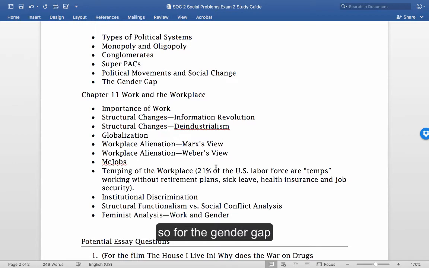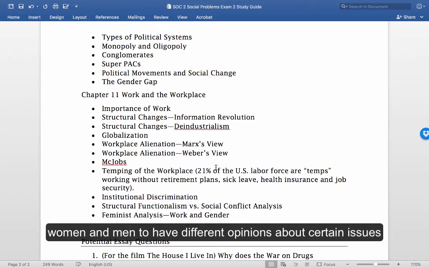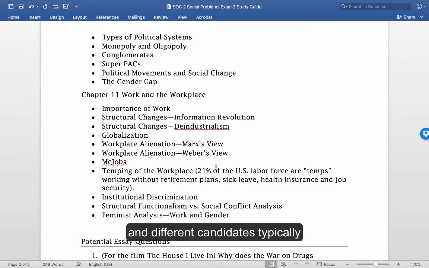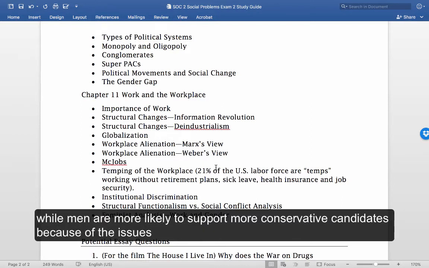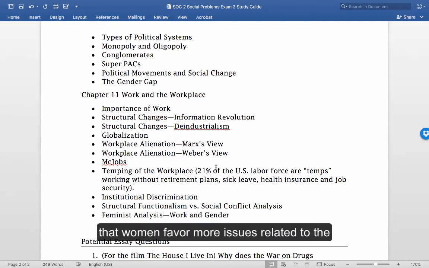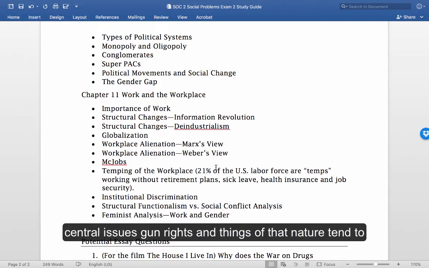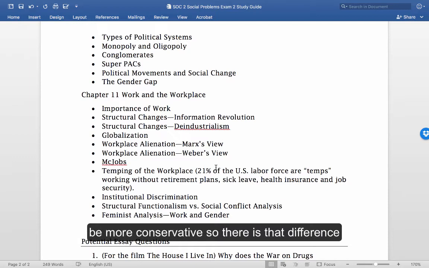All right, so for the gender gap, that's going to be the tendency for women and men to have different opinions about certain issues, and different candidates typically, right? So we talked about this a little bit before, how women are more likely to support more liberal candidates, while men are more likely to support more conservative candidates because of the issues that women favor, more issues related to the welfare of children and families, versus men, whose central issues of gun rights and things of that nature tend to be more conservative. So there's that difference.